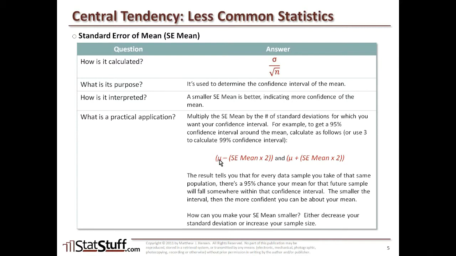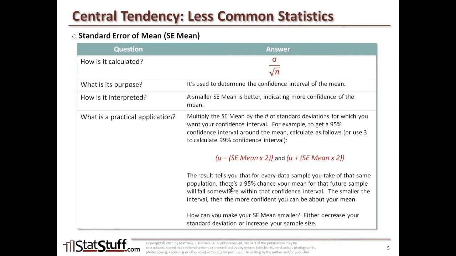But for this example, we'll assume we want a 95% confidence interval around the mean. So we would take the mean and subtract from that the SE mean times 2, representing the number of standard deviations. That would be the lower end of the confidence interval. And on the upper side, we would take the mean and add to that the SE mean times 2. And that would give us the upper portion of the confidence interval. Between these two values, that would give us the total interval of where our mean should fall for the entire population.